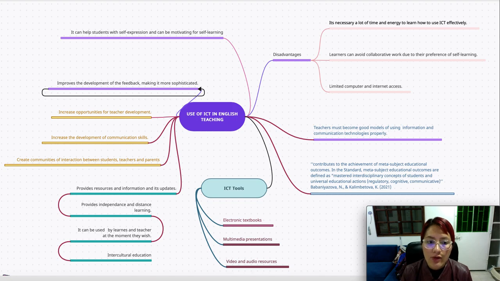And this also increases the development of communication skills, as you may know that most children interact with other people when they use social media, and today they use video games, so they also interact with people all around the world. So I think this forces students to communicate in English, so this kind of technology tool is very important to increase their communication skills, especially in English.